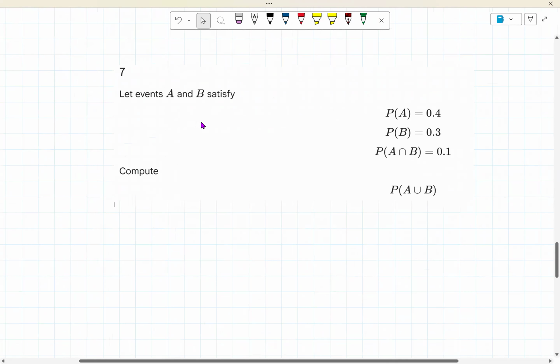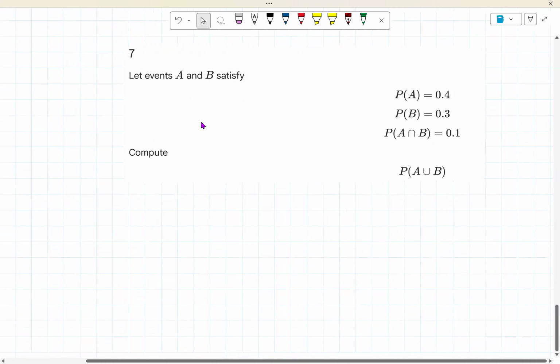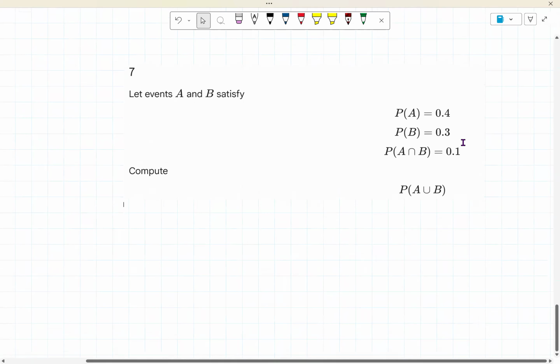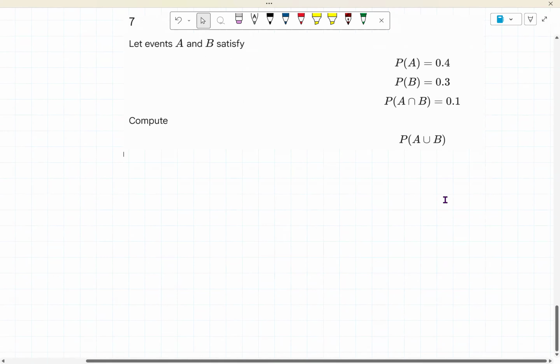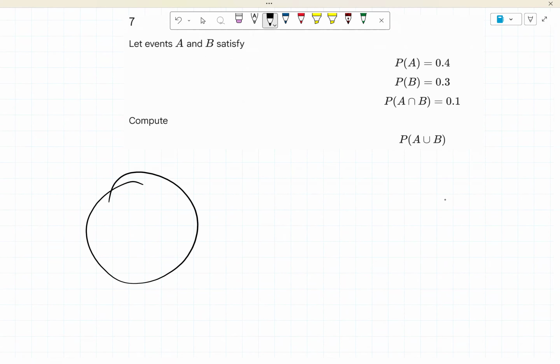Okay, so A and B satisfy: probability of A is 0.4, probability of B is 0.3, probability of A intersection B is 0.1. So we want to compute A union B. I think this is easier to imagine when we draw it as a Venn diagram. So you have A, you have B. So this is A, this is B. You definitely have an intersection here.